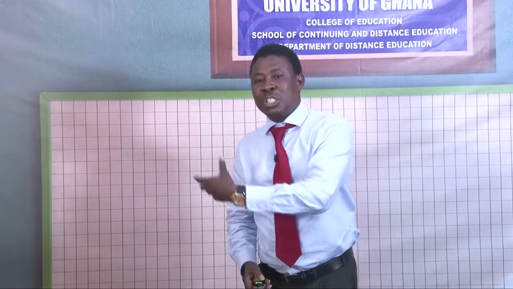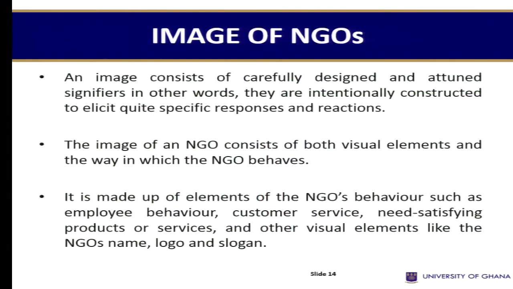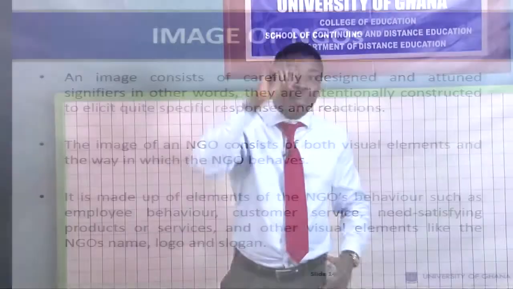When we come to establishing or creating an NGO, we'll come back to it. But the image of the NGO consists of carefully designed and attuned signifiers or words that will help you to project a certain positive impression about your organization in the minds of people. If communities or people would agree to work with you, they must see you as a good organization. Being seen as a good organization is the image that the organization has.